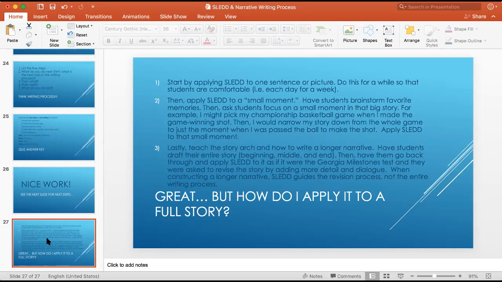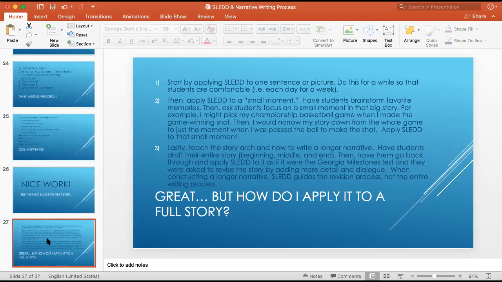And so I love to use a sports example because they're so easy to illustrate. So I might say, one time I had a championship basketball game where I was fortunate enough to make the game-winning shot. So instead of telling the whole story about the whole game, I'm going to pick that moment when the guard passed me the ball and then I got my shot off. So I'm only going to talk about from the minute I got the ball, what was going on in my head, to the minute I released the ball and it went into the hoop, and then my story ends. So it's only about a minute or less of my actual story, right? But I'm going to blow it up and explode it and apply SLEDD to it.